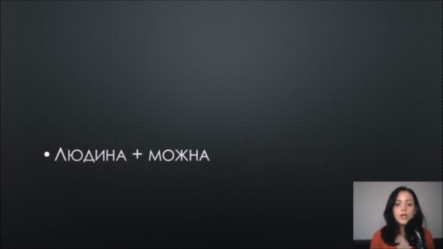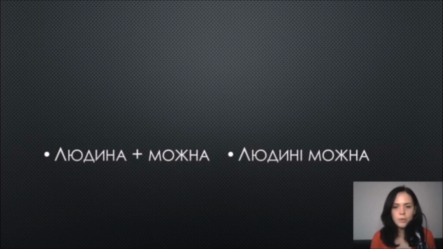Next. Людина можна. Людина means a human being or a person, and можна means may or is allowed, okay, has the permission to do that, can do it. So in order to say that a person may do something, we will say людині можна. Людині можна, a person can, or a person may do something. Людині можна. Людина in nominative became людині in dative.